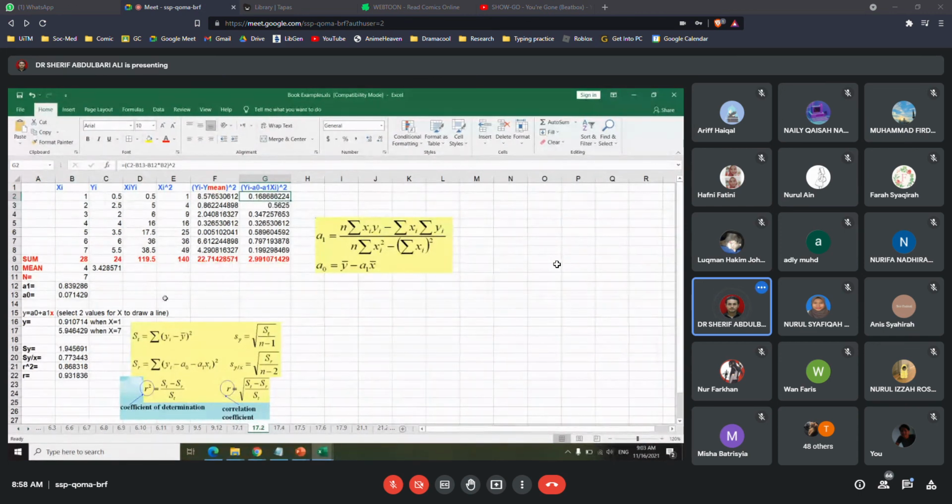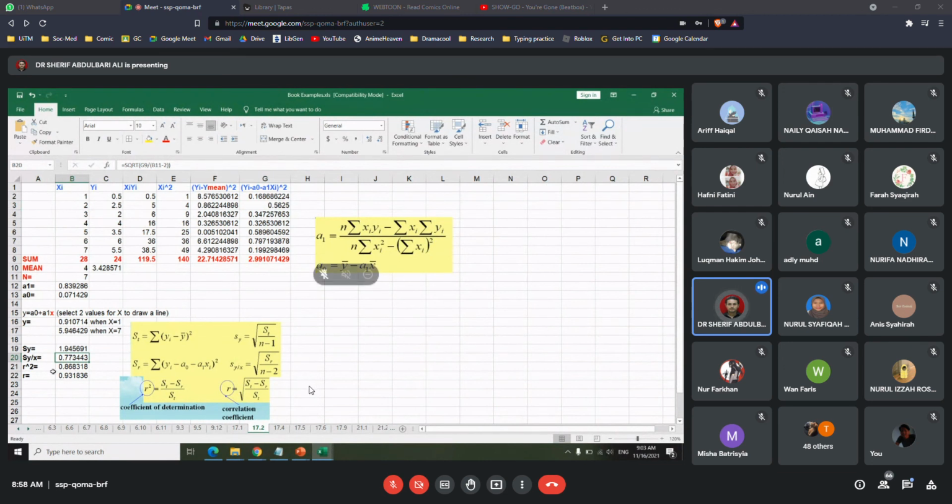You will get 0.168. Okay, so for the second value, 2.5 minus 0.07 minus A1, which is 0.83, times the value of x, which is 2, square the value, and you will get the answer of 0.56. So you are going to get the answer of Sy over x, so it's equal to 0.77.